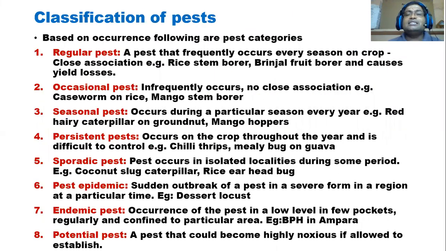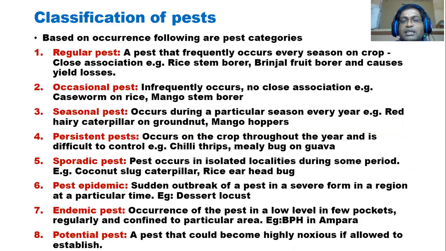You can also classify pests according to their occurrence. Occurrence means whether the pest is present or not. Altogether there are 8 classifications. The first one is the regular pest. Regular pest means if you are cultivating any crop, that pest will be there. It is closely associated with that particular crop. We call it a regular pest.